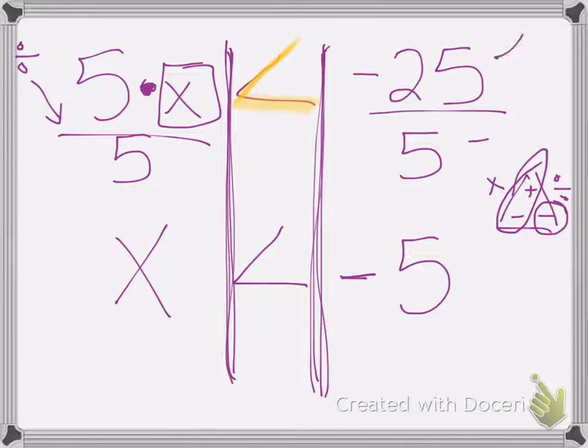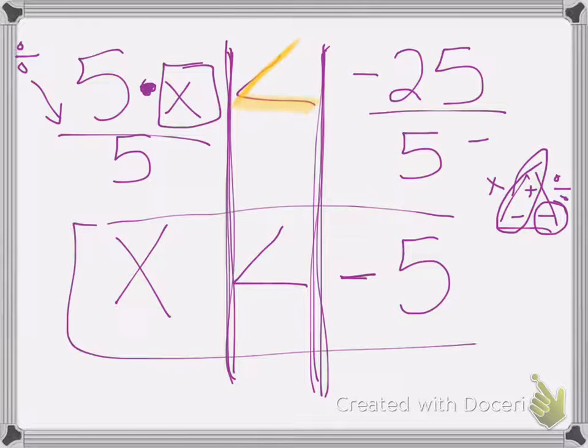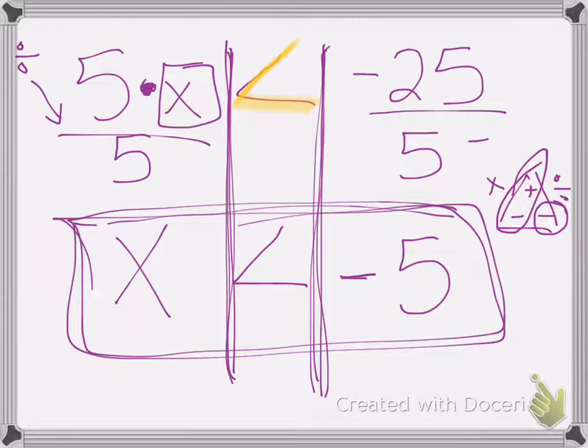Now, even though this was a negative number, I'm going to keep the sign the same because I did not divide by a negative 5. If you would have divided by a negative 5, you would have switched your inequality sign because of the rule. If you multiply or divide by a negative number when you are solving for an inequality, you flip the sign. So let's look at one where we divide by a negative number. By the way, this is your answer: x is less than negative 5.